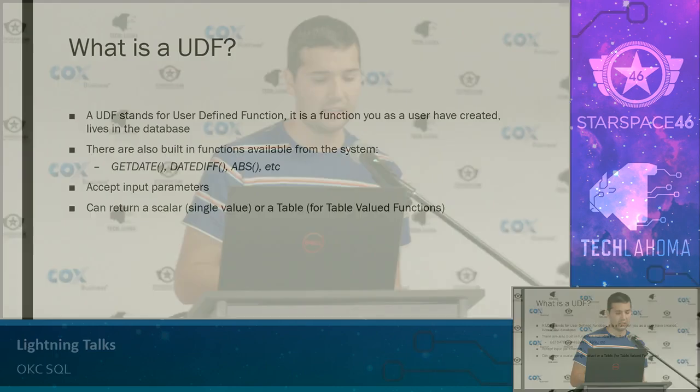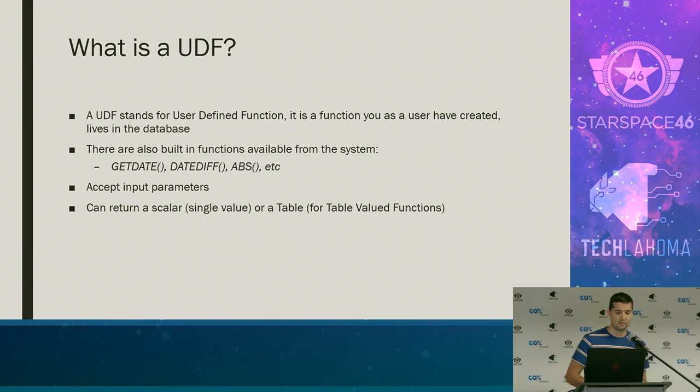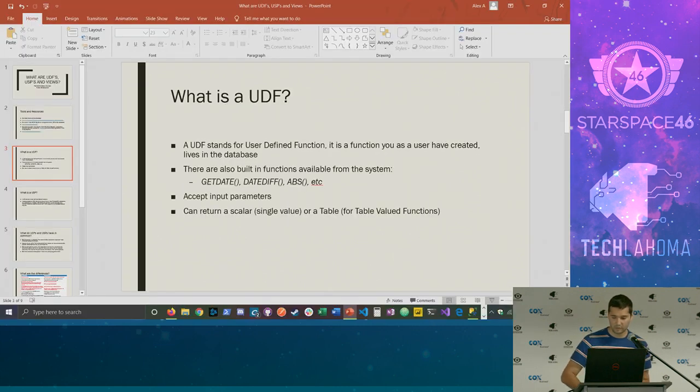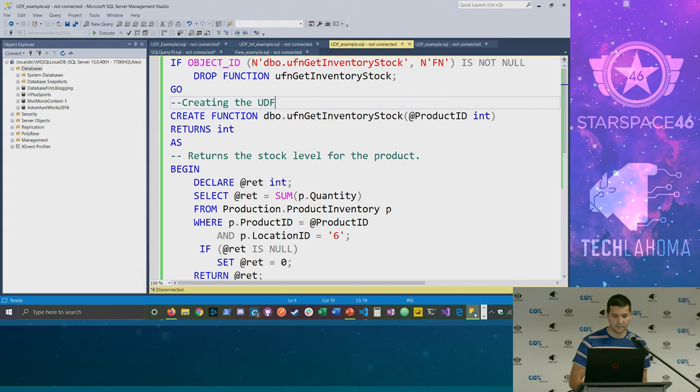So what is a UDF? A UDF stands for a user-defined function. It's a function that you as a user create, and it lives in your database. There are also a bunch of built-in functions that are available from the system, like getDate, which gets you the current date, dateDiff, which gives you the date difference between two dates, and ABS, which stands for absolute, which gives you the absolute value of a number. UDFs accept input parameters, and they can either return a scalar, which is a single value, or they can return a table. And so let me show you in SSMS what it would take to create a UDF.